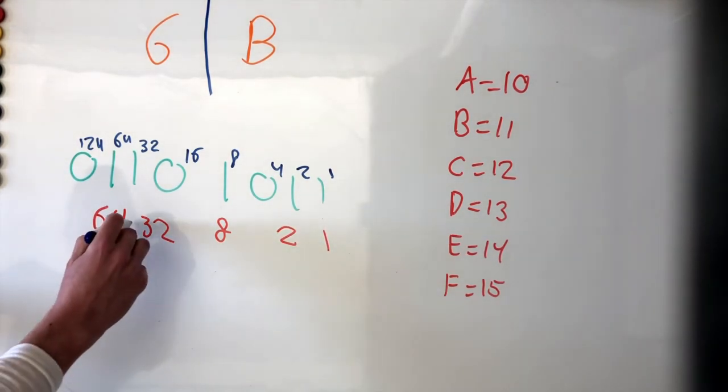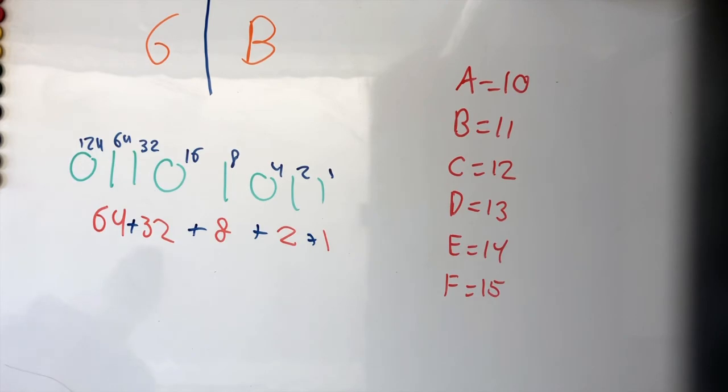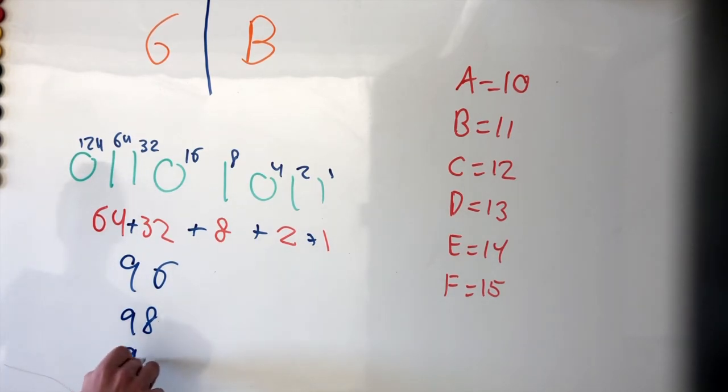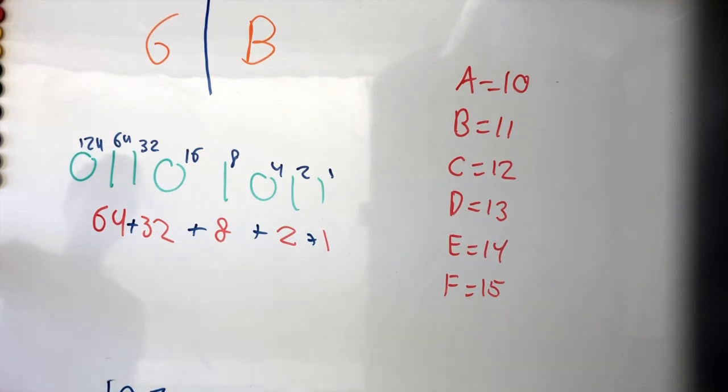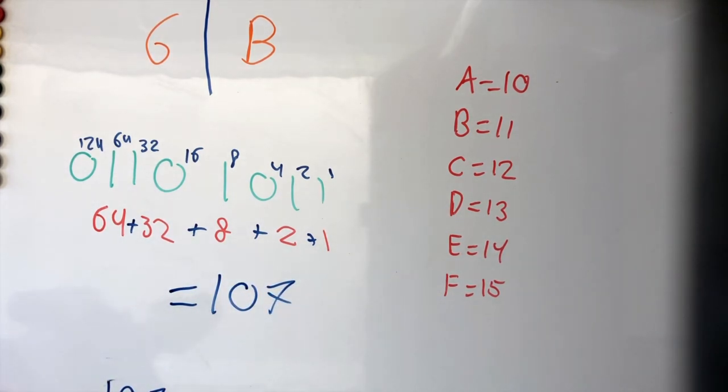And then what I'm going to do is add these all together. So 64 plus 32 plus 8 plus 2 plus 1. So 64 plus 32 is 96. And then I can add the 2 to give me 98. And then add 1 to get 99. And then if I add the 8 as well, that gives me 107. So therefore, 6B equals 107. So now have a go at the activities in the activity pack and then submit your answers using the form.